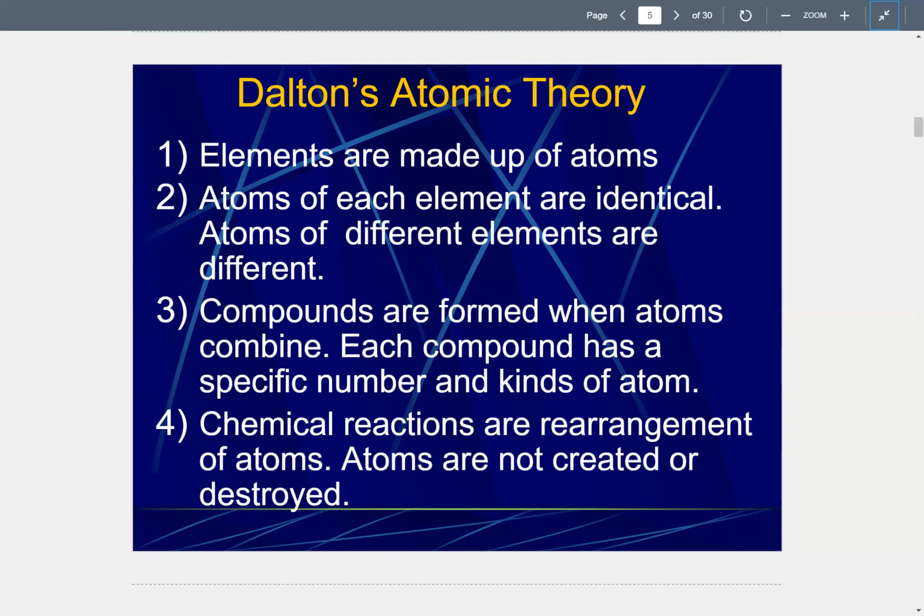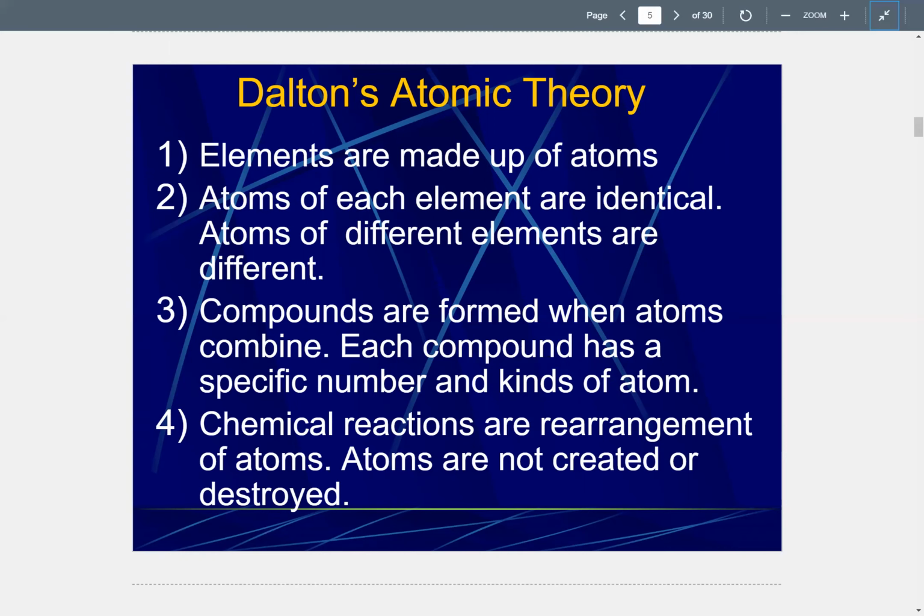So if you had a piece of gold, you could chop the piece of gold down until eventually you would have one atom of gold. He said that all atoms of a particular element were exactly the same. We know that is different now. They're different very slightly. And then he said that what we see as compounds and chemical reactions was just these atoms rearranging themselves into different groups.